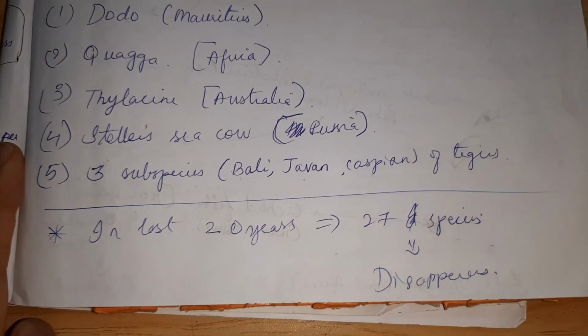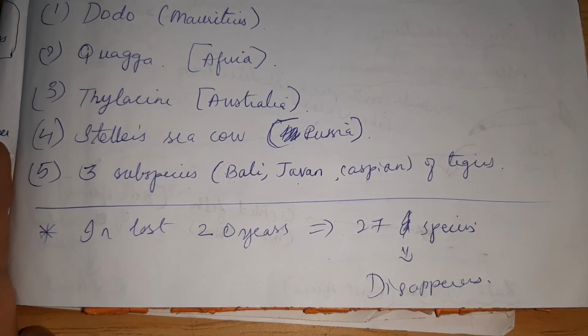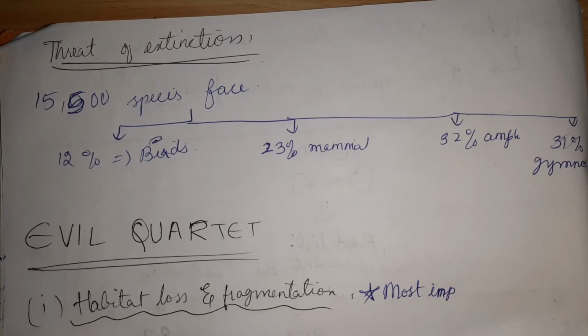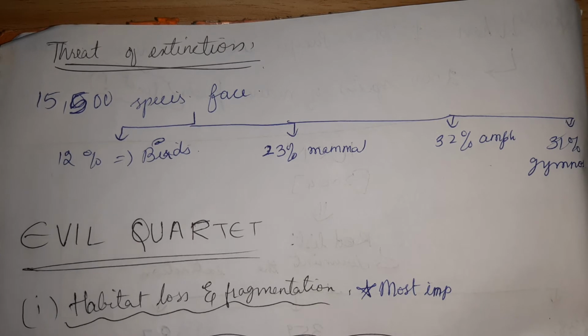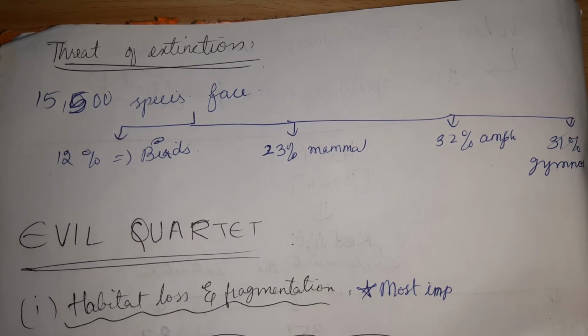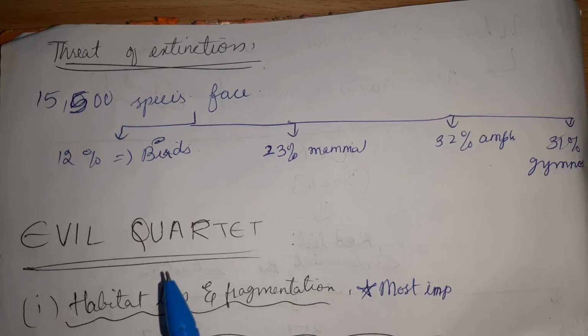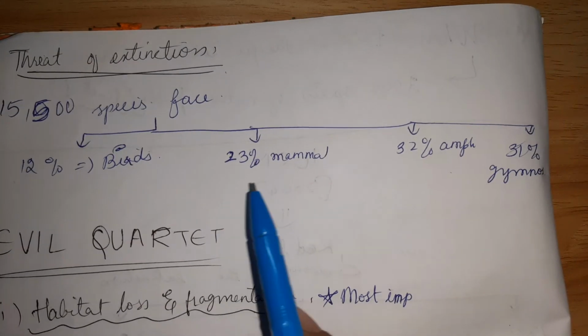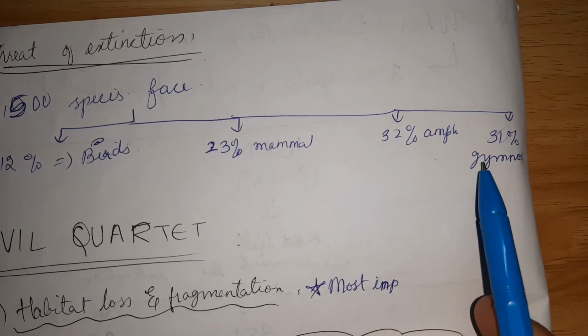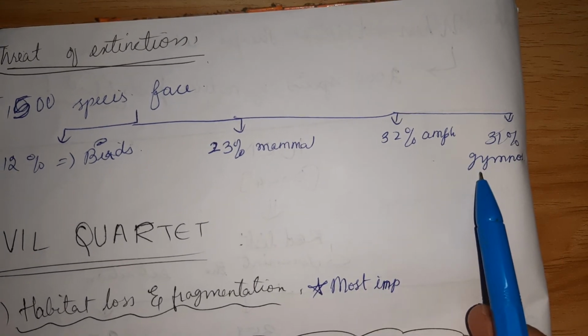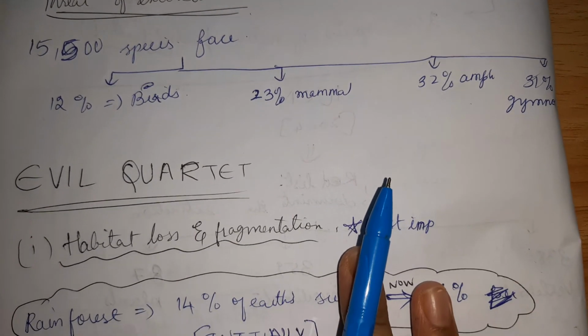Other values are given: in the last 20 years, 27 species have disappeared. Here we are talking about the threat of extinctions. Almost 15,500 species face the threat of getting extinct, in which 12% are birds, 23% are mammals, 32% are amphibians, and 31% are gymnosperms. These percentages are important.